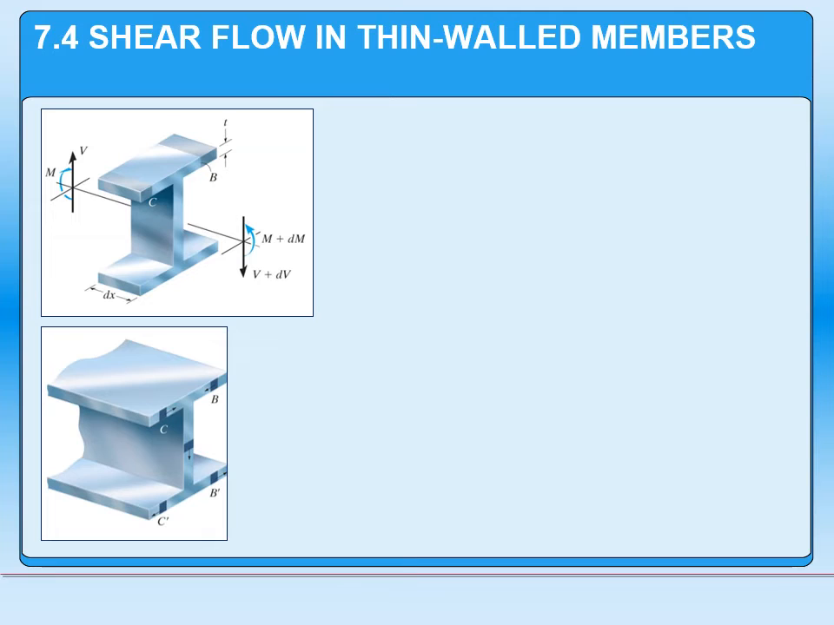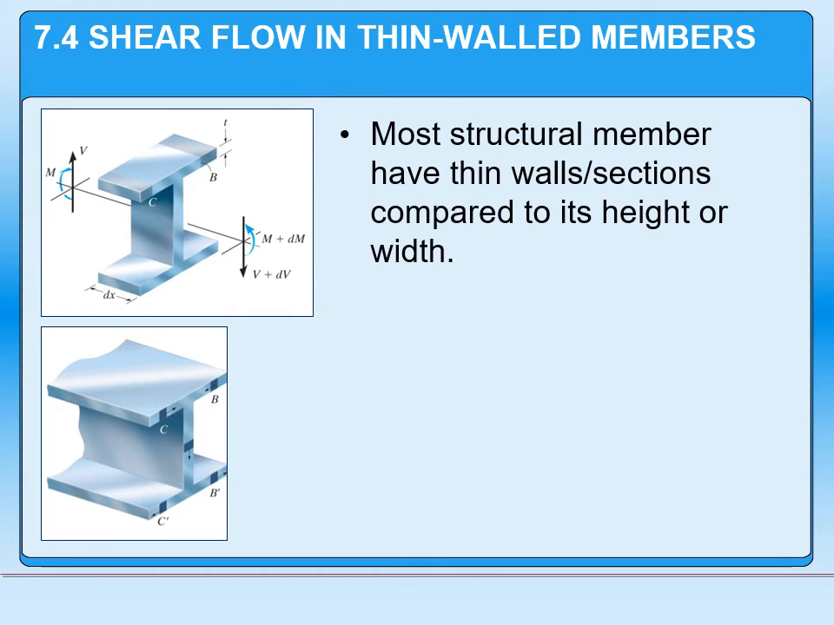The other area where shear flow becomes a potential issue is in what we call thin-walled members. And when we're talking about thin-walled members, it generally turns out that most of our structural members, particularly our structural steel members, are going to have very thin walls or thin sections compared to their height or width. So for example, if you take a look here at this I-beam shown on the left, the webs and the flanges are relatively thin compared to the overall height of the beam or the overall width of the beam. Keep in mind, these are the areas that must support that shear flow.